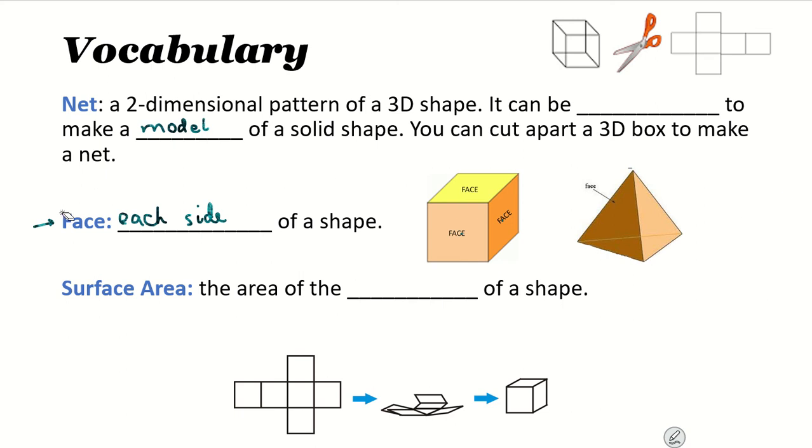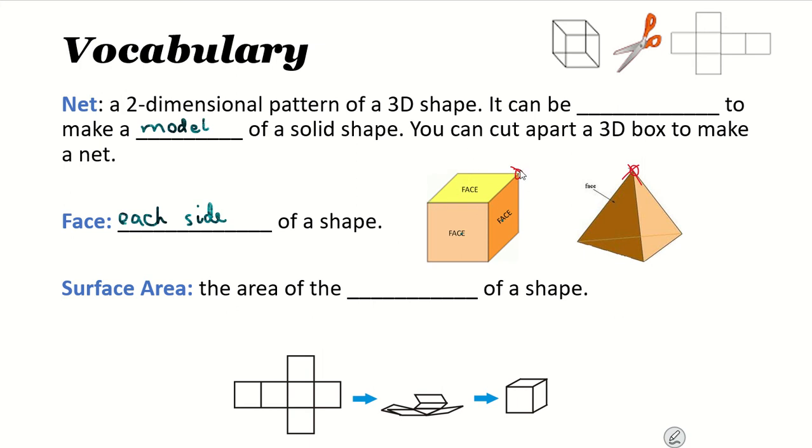All right, well, that's what faces are. One thing that faces are not: these corners and edges. Those are the corners, the points. Those have different names that you might learn later in math. Those are not the faces. The faces are the flat sides of the shape.